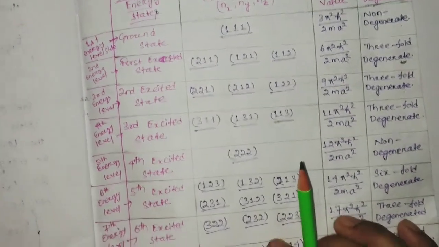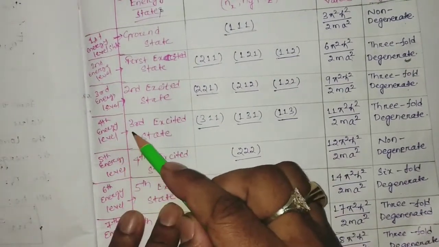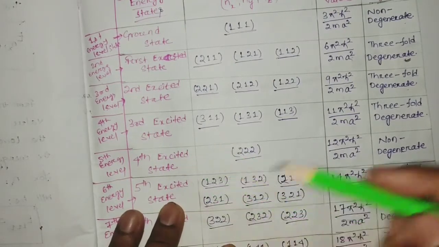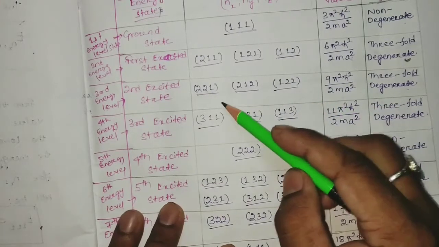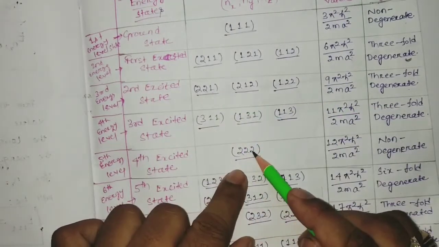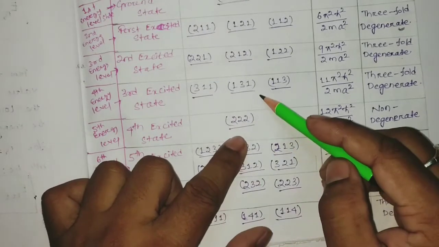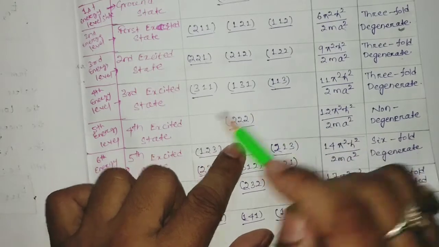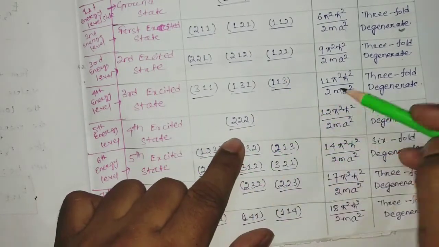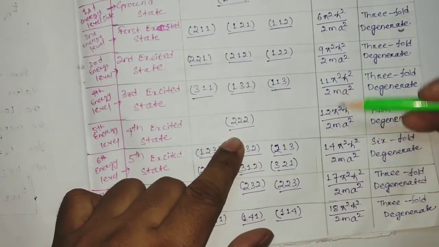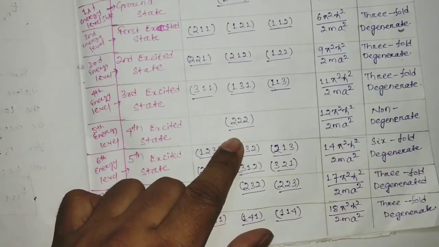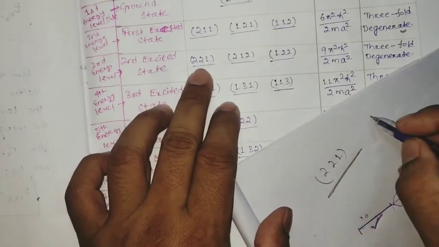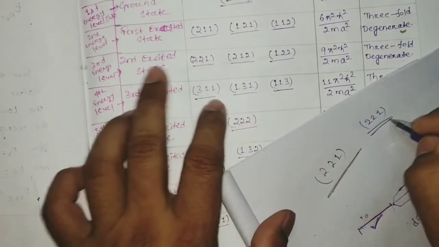Likewise, for the fourth energy level or third excited state, 3, 1, 1 will be the next one, right? If we consider 2, 2, 2, the energy value will be larger than this combination. Just previously I told you that to find the higher energy levels, you have to do some rough work. So here this represents our second excited state or third energy level.